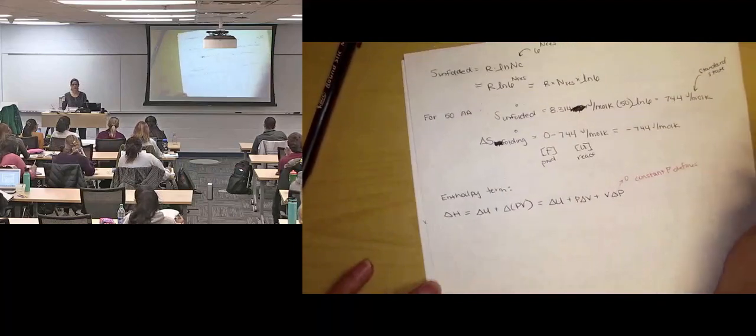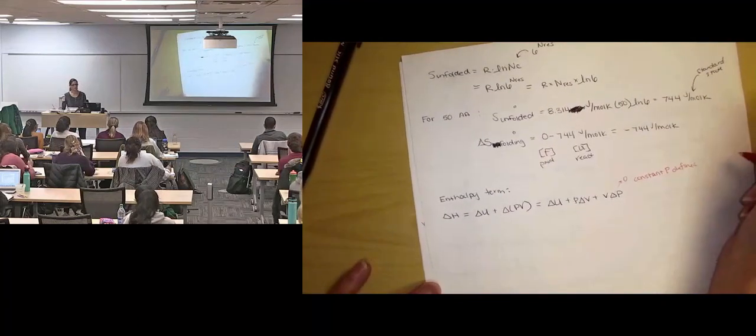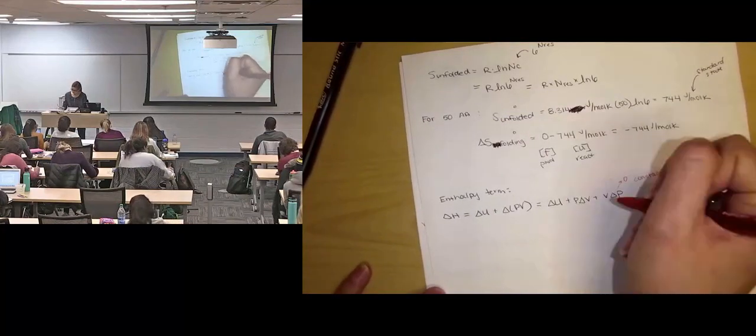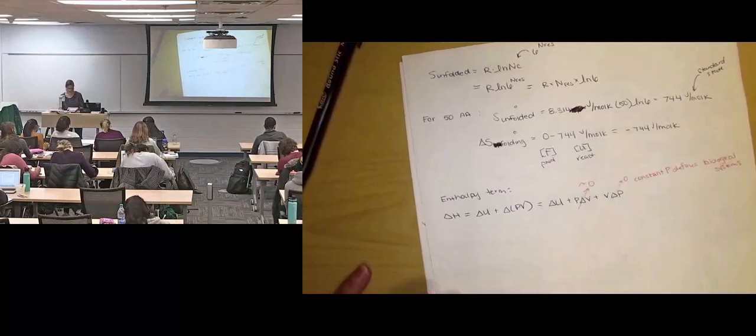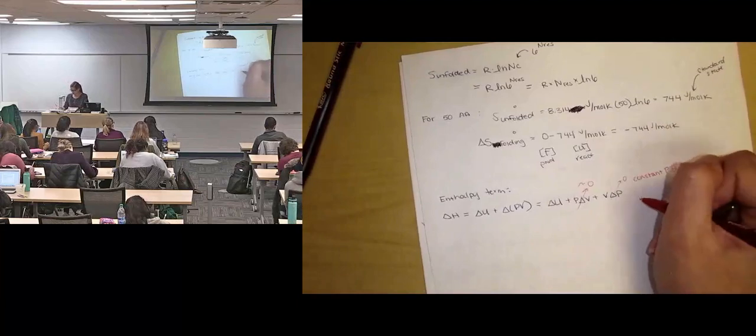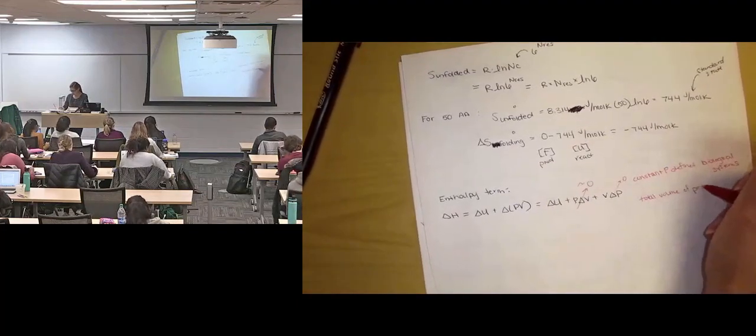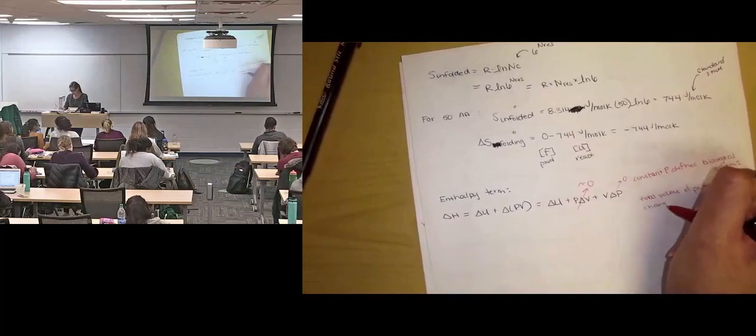Where is protein unfolding and folding happening? Inside of us, where we are at atmospheric pressure. So constant P defines our biological systems. How come this is also approximately 0? The total volume of the protein is also not changing significantly.